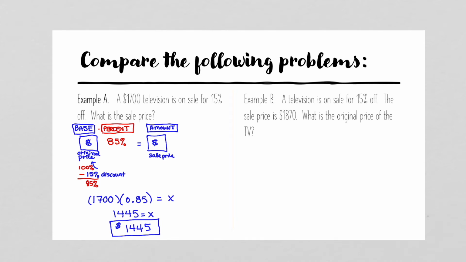Let's take a look at example B. A television is on sale for 15% off. The sale price is $1,870. What is the original price of the TV?